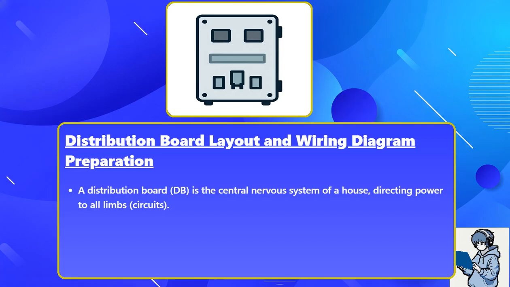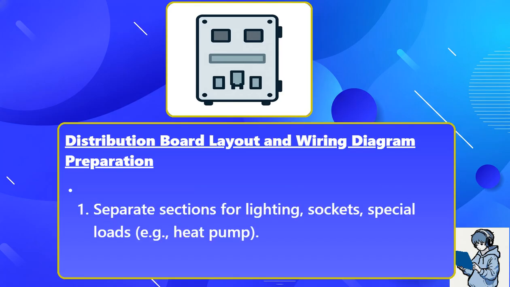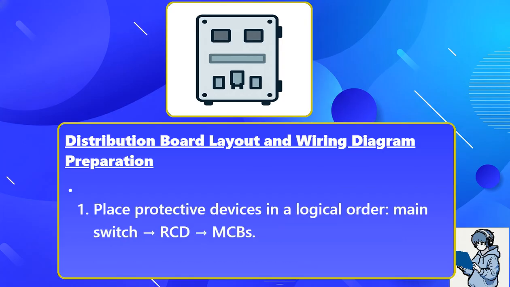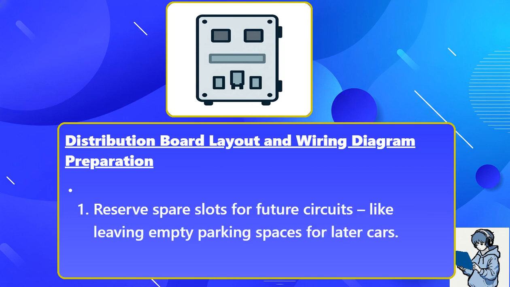A distribution board, DB, is the central nervous system of a house, directing power to all the limb circuits. Layout basics. 1. Separate sections for lighting, sockets, and special loads, for example a heat pump. 2. Group circuits by function and load size, and keep high current circuits away from low current lighting to avoid overcrowding. 3. Place protective devices in a logical order: main switch, RCD, MCBs. 4. Reserve spare slots for future circuits, like leaving empty parking spaces for later cars.